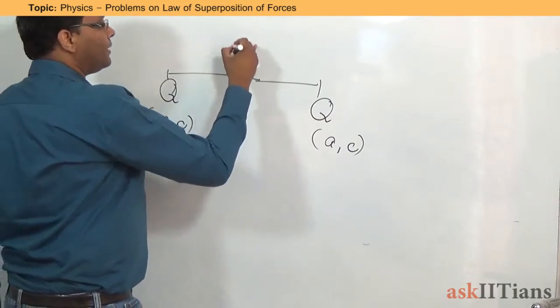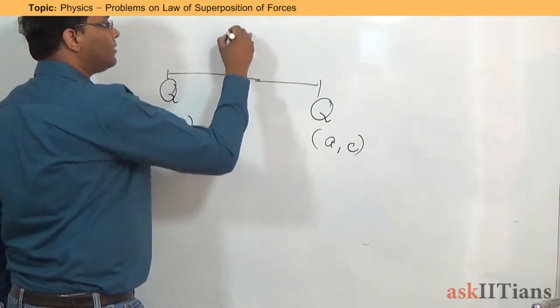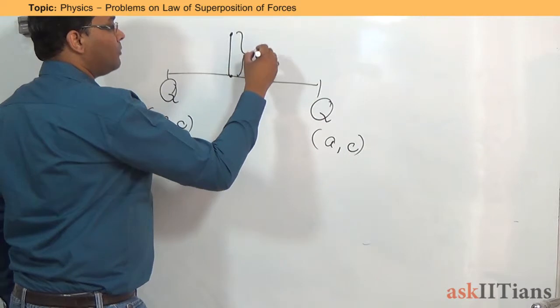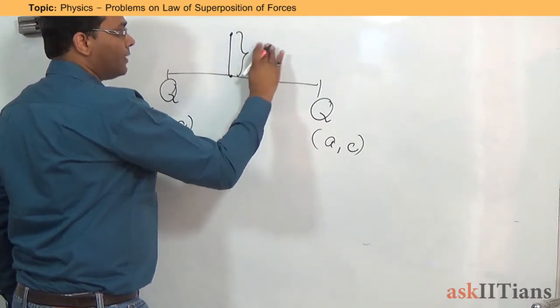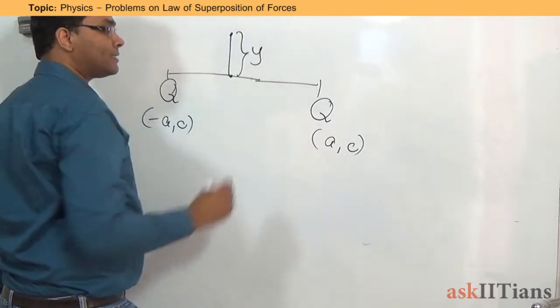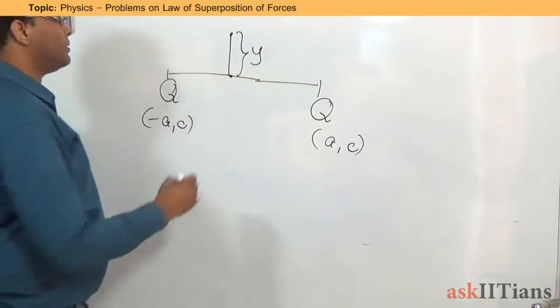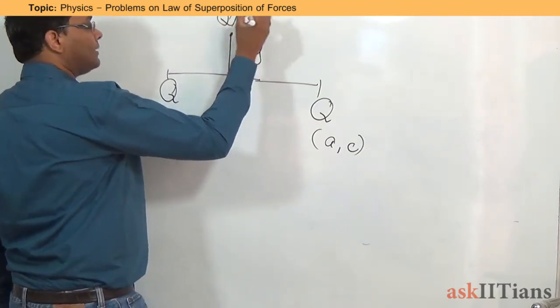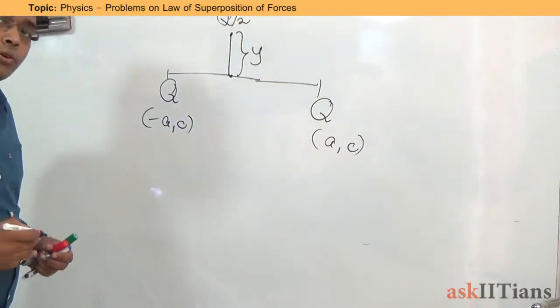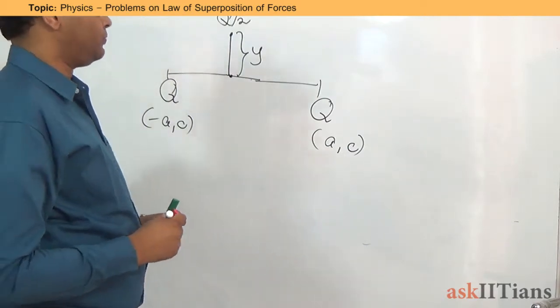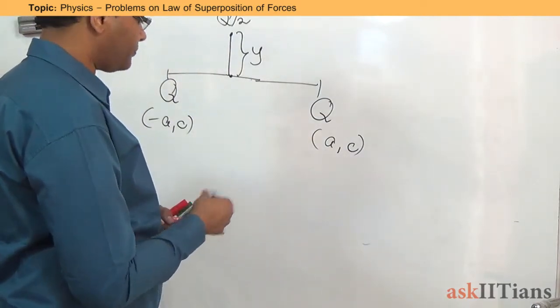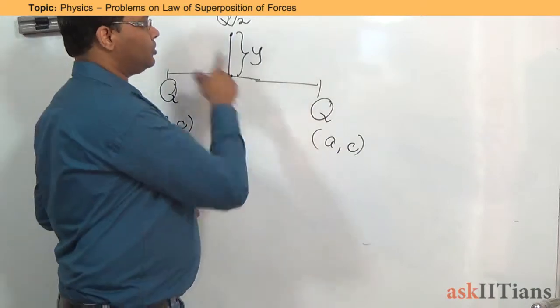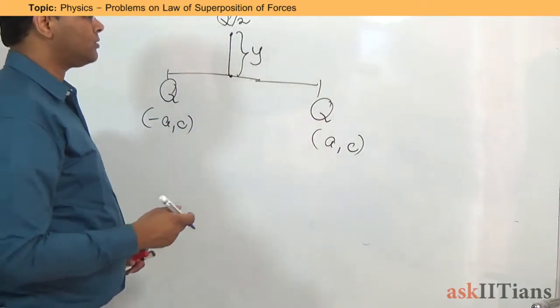Further, if from the origin I am displacing the charge by a distance x, or let's say y, along the y-axis, the charge is Q by 2, then what will be the net force acting on the charge Q by 2? So how do we do it? As we know, from the charge Q is going to be repulsive force.